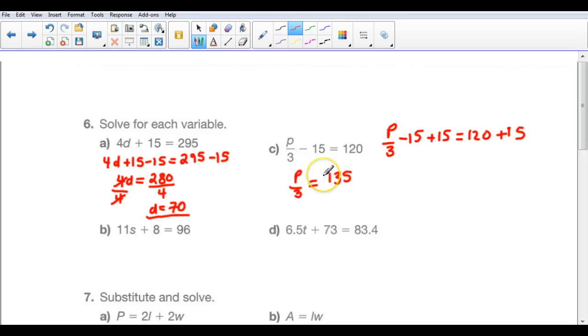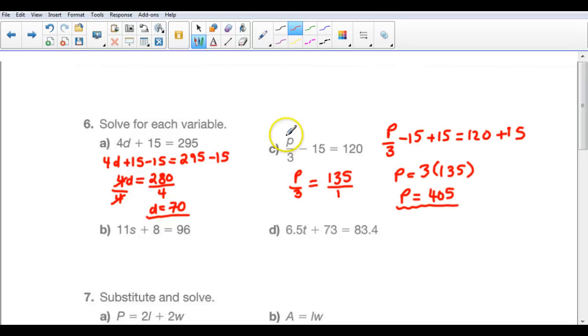Okay, so how do I solve for P? Well, it's the same as the question on the previous page. If I put this over 1, I haven't changed anything. 135 is still the same as 135 divided by 1. I can cross multiply again. I have an equality. This fraction is equal to this fraction. I can cross multiply. So I get P times 1 is P is equal to 3 times 135. So I just end up with P is equal to 405. Very simple.